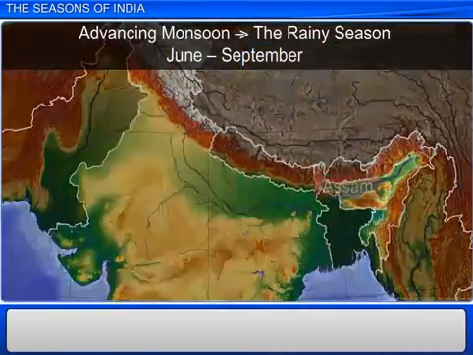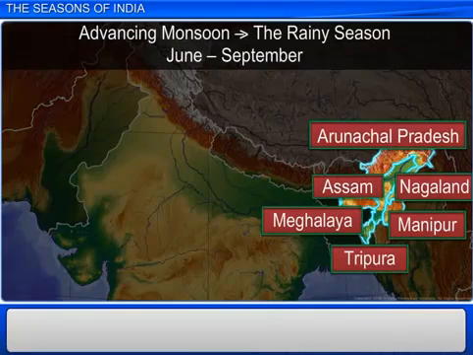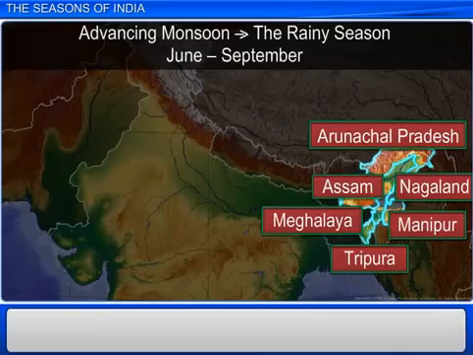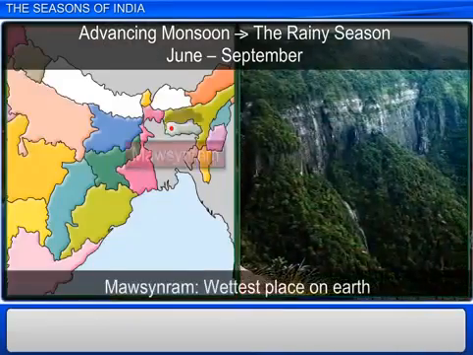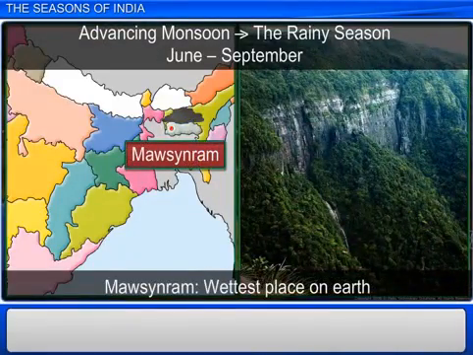The northeastern parts of the country receive the most rainfall of this season. Mawsynram in the southern ranges of the Khasi Hills, which is reputed for its stalagmite and stalactite caves, is the wettest place on the earth.